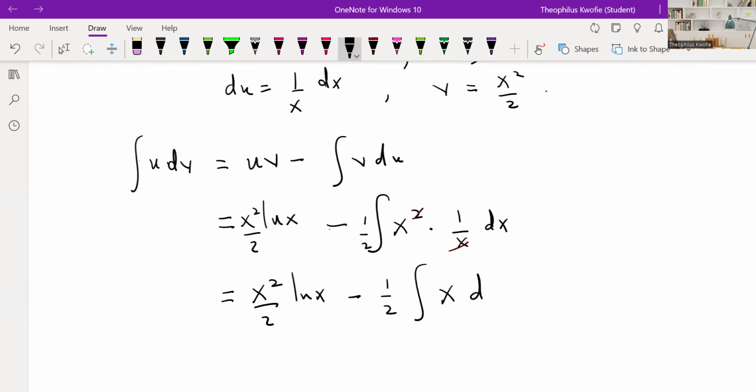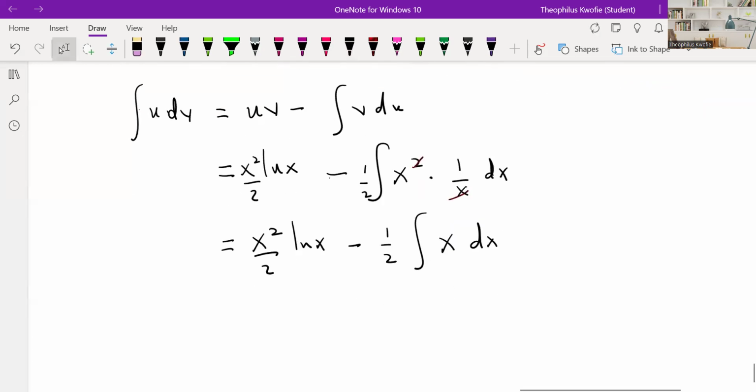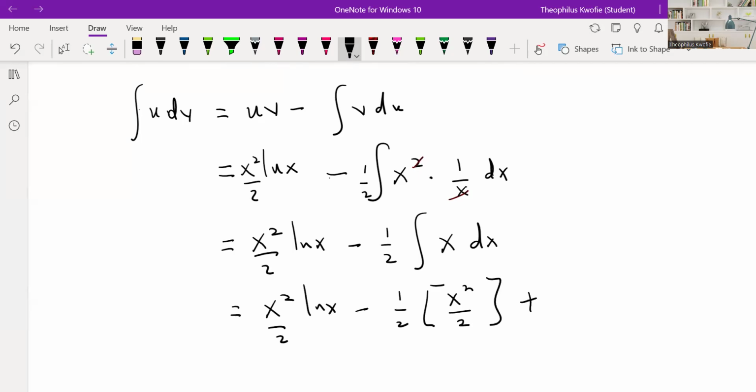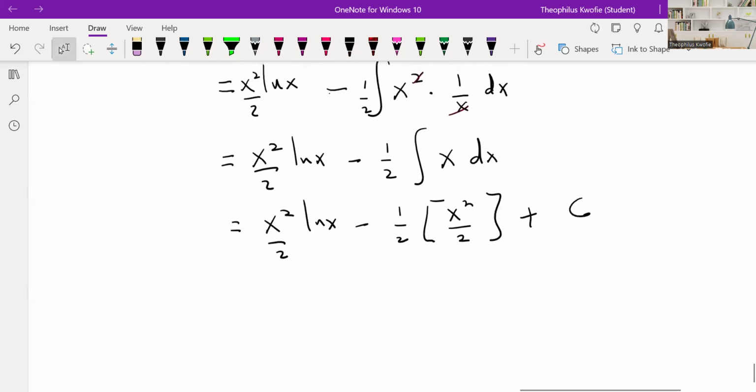Let's take our time to simplify it. Now we're going to have x to the power 2 on 2 ln x. Then when we integrate this, we're going to have x squared on 2 plus some arbitrary constant c. And when we further simplify this a bit, you should have x squared on 4 plus c. I hope we are okay.